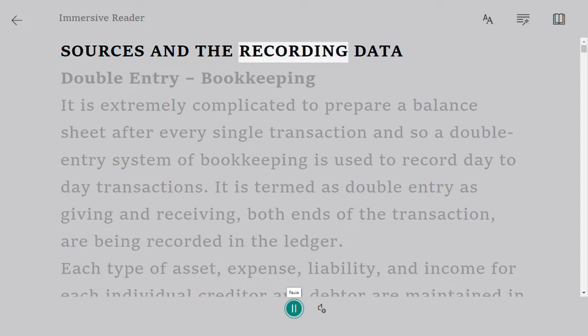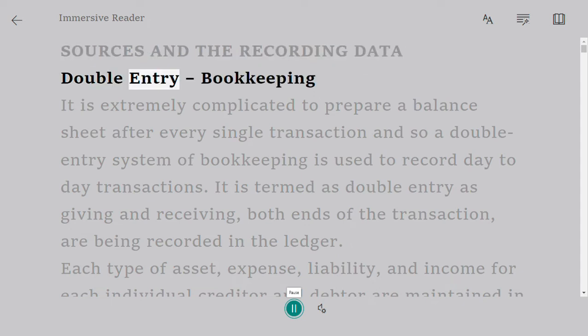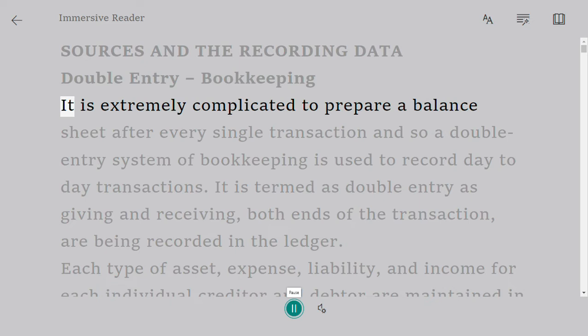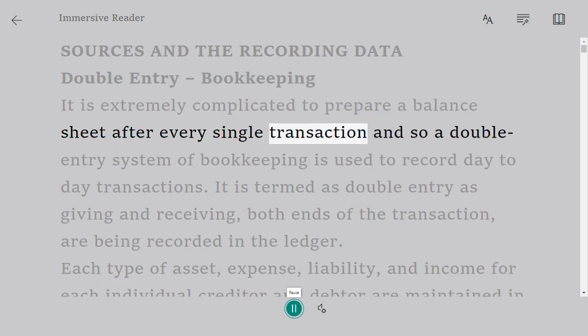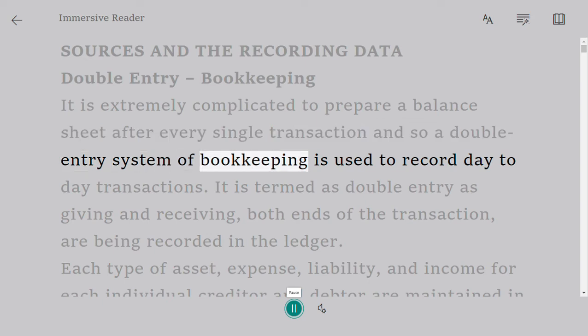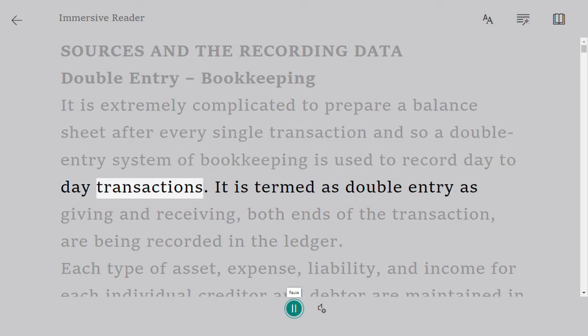Sources in the recording data. Double entry bookkeeping. It is extremely complicated to prepare a balance sheet after every single transaction, so a double entry system of bookkeeping is used to record day-to-day transactions.